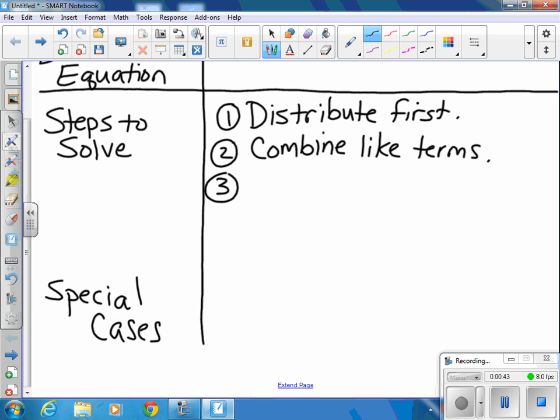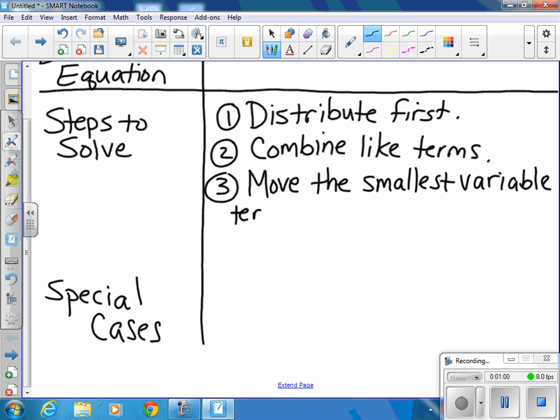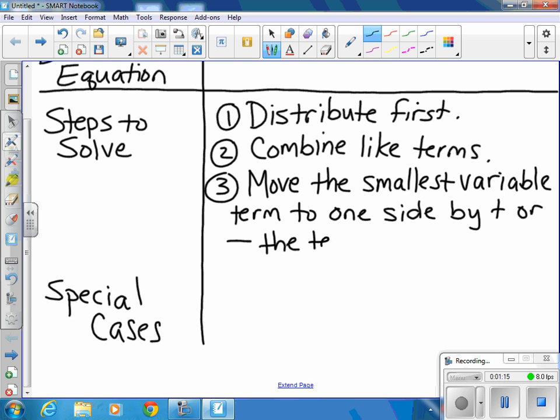And then here is where the variables on both sides come in, and that's at step 3. In order to get the variable from one side to the other, if you move the smallest variable term to one side by adding or subtracting the term, you have then moved that variable to the other side of the equal sign.